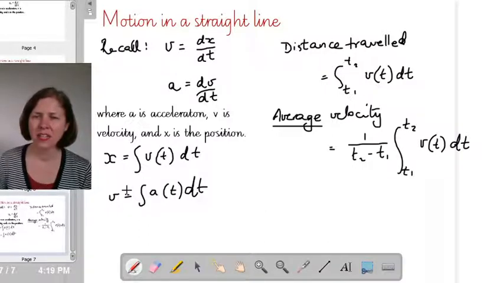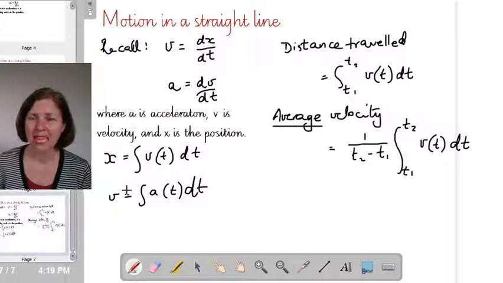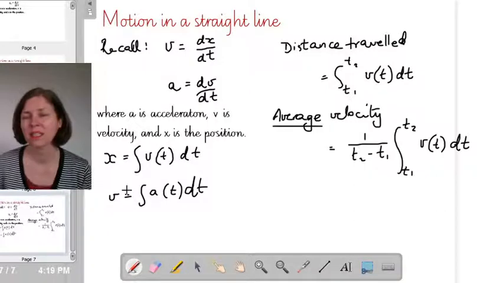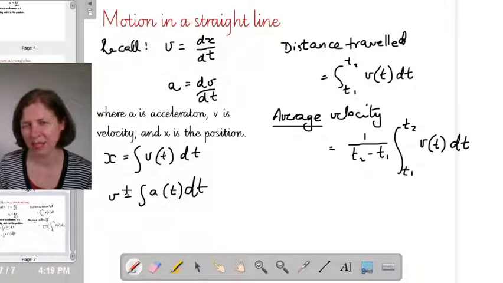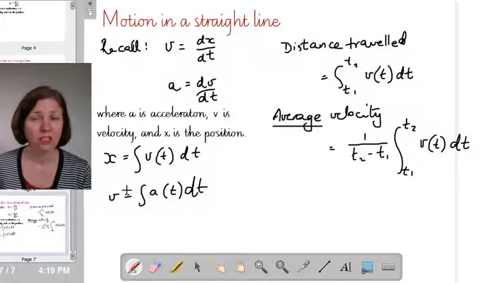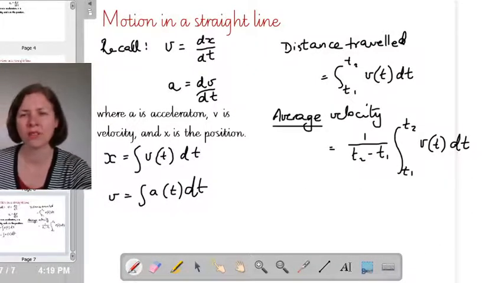So if I start at a certain point at time t1 and I finish at another point at time t2, then the average velocity is going to be 1 over the time taken, that's 1 over (t2 minus t1), and then to find the distance travelled, I will find that definite integral. Notice that that looks very similar to the average value of a function, and that's because it is the same formula, but instead of a and b, I've got t1 and t2. So that's the average value formula, applied to average velocity. Okay, so we need to do some worked examples to see how this all looks.